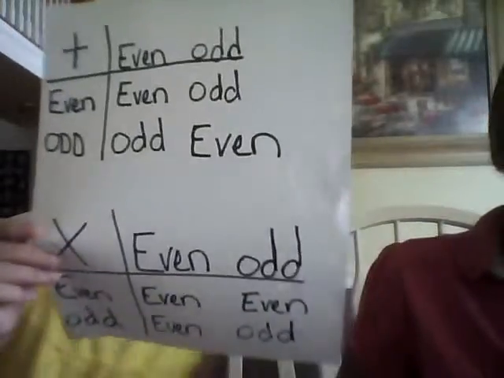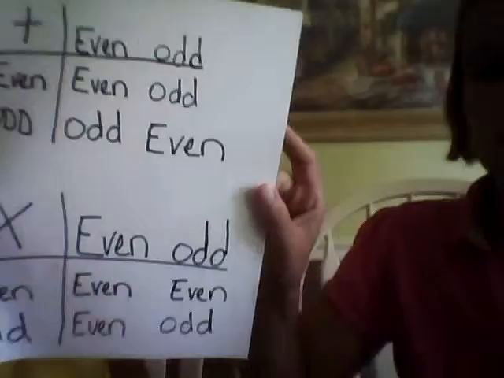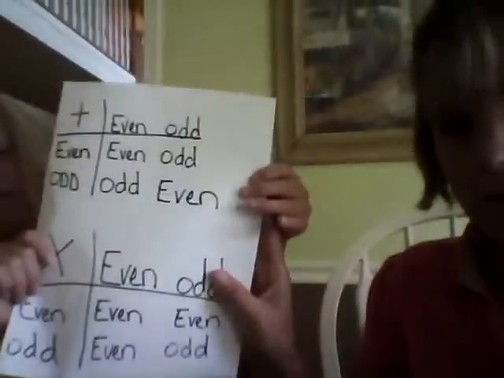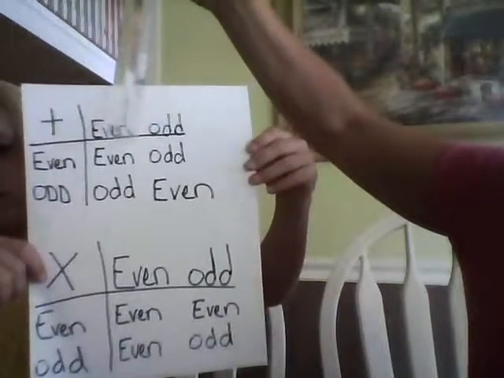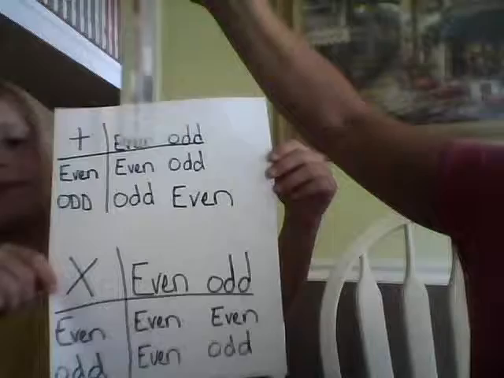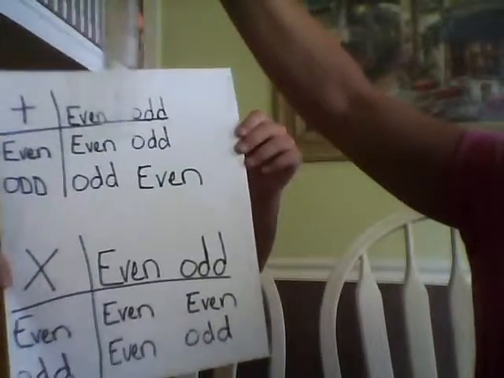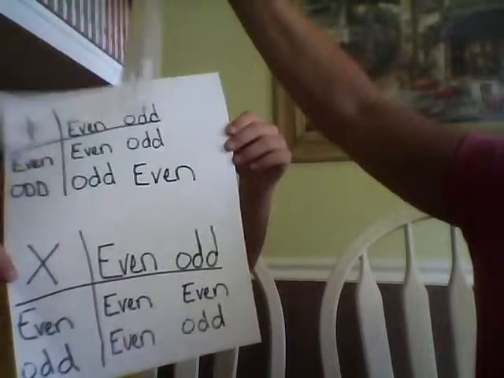11.1, number 11. The first thing I had to do was complete this chart. What this chart is showing you is that when you add an even number plus an even number, your result is going to be even. The sum of an even number and an odd number is going to be odd. Odd plus even is odd, odd plus odd equals even.